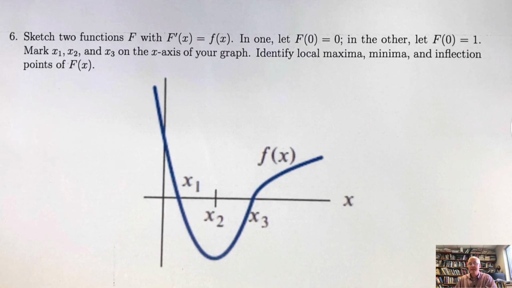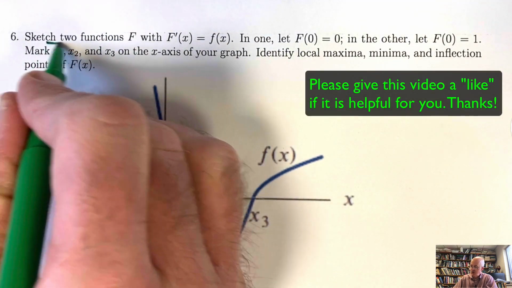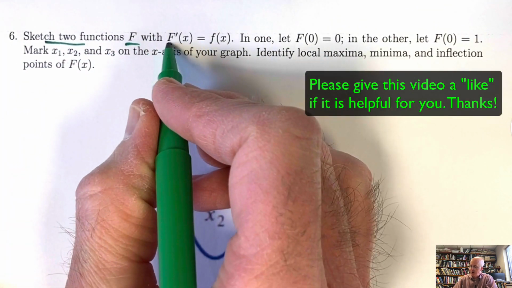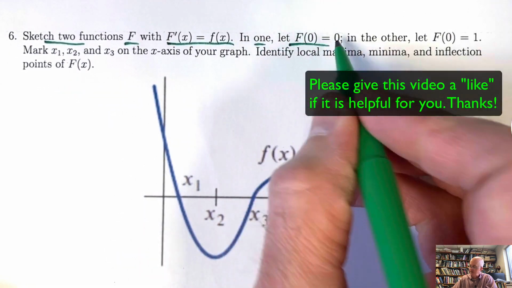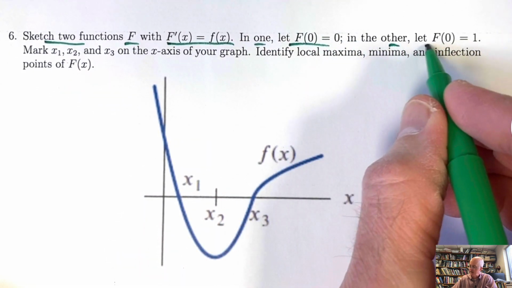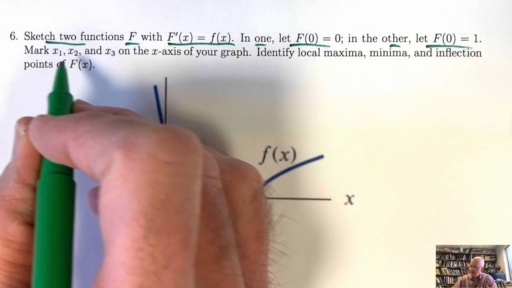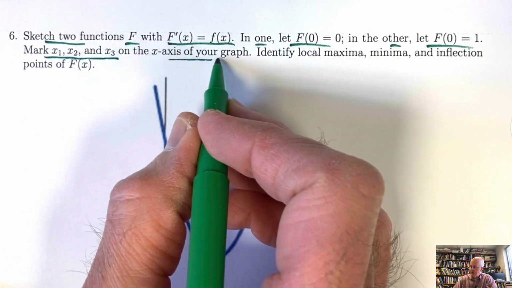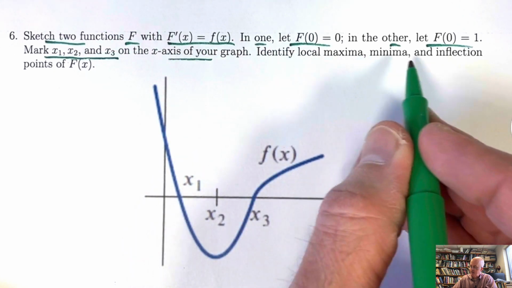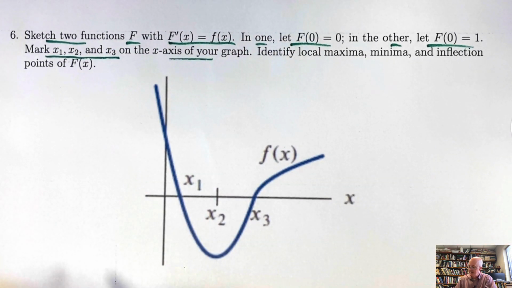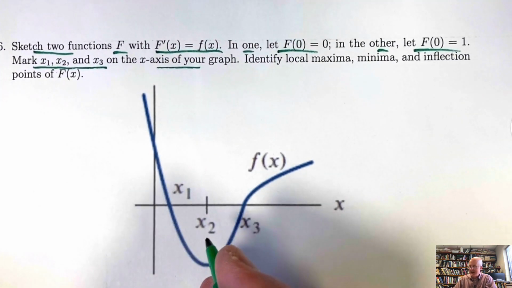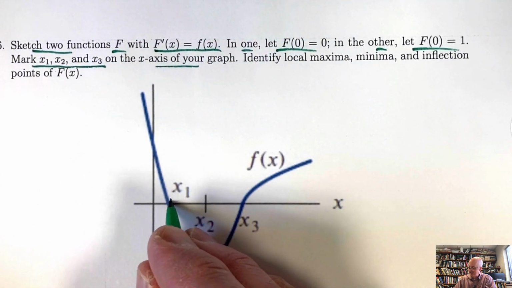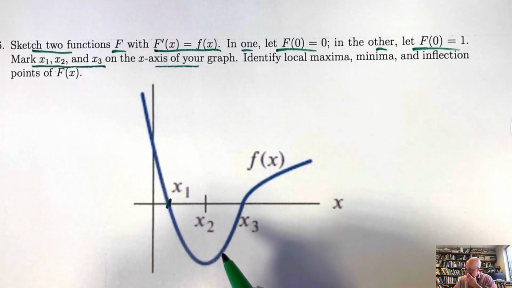Our last problem is similar, except we don't have areas well defined here. We want to sketch two functions, capital F, that are both antiderivatives of the given function, little f. For one, let capital F of 0 equal 0. For the other, capital F of 0 is assumed to be 1. Mark x1, x2, x3 on the x-axis of your graph. Identify local maximum, minima, and inflection points of capital F. The way this is phrased, we should draw another graph. But I've already got a scale here with x1, x2, and x3 on it. So why don't we go ahead and use that.